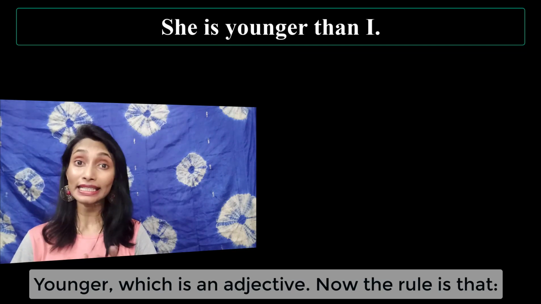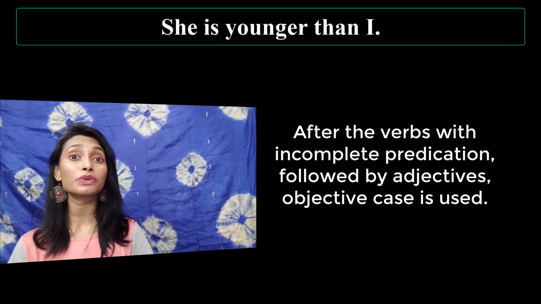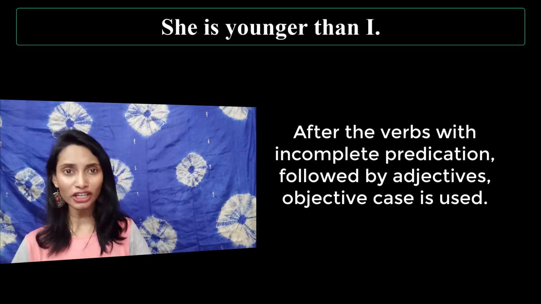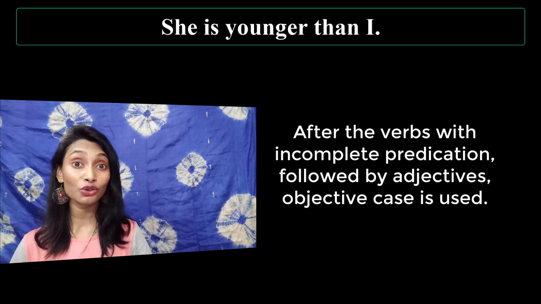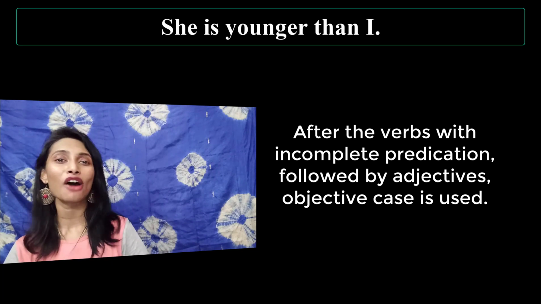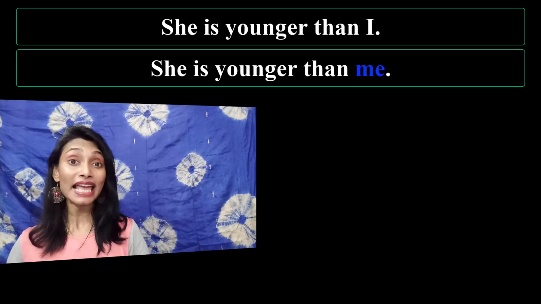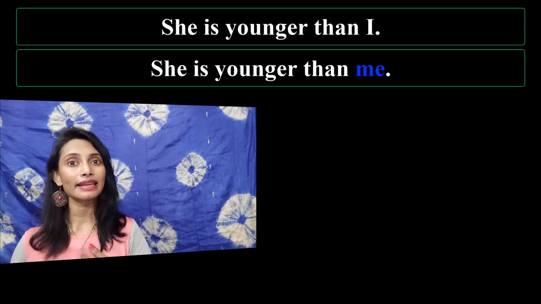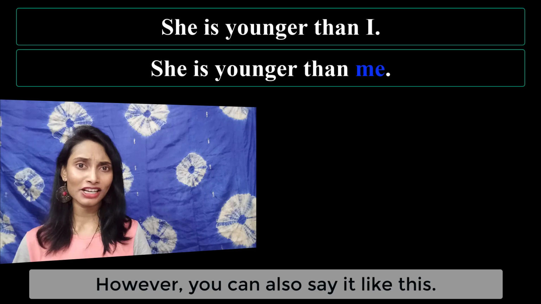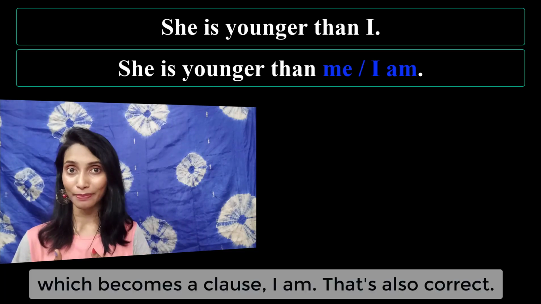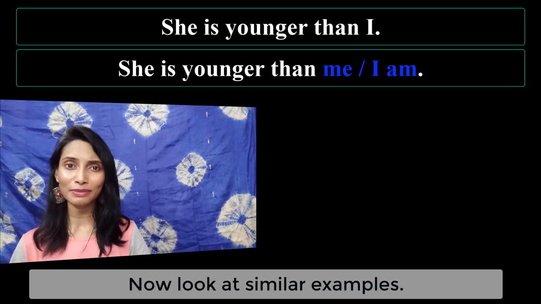Now the rule is that after the verbs with incomplete predication, when they are followed by adjectives, we must use object case pronoun, not subject case. Hence the right sentence is "she's younger than me." However, you can also say it like this. "She's younger than I am," which becomes a clause. "I am." That's also correct. Now look at similar examples.